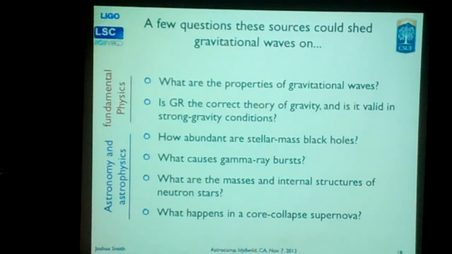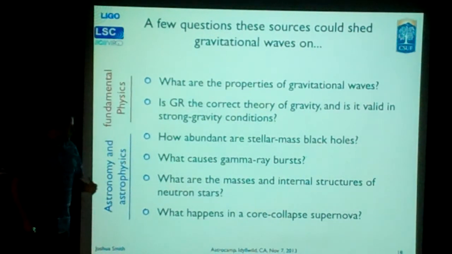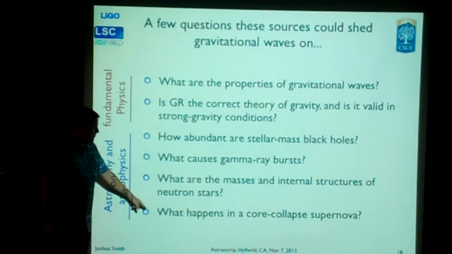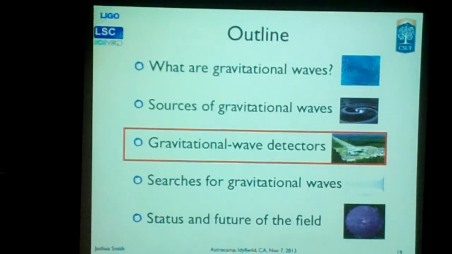For astronomy and astrophysics, how abundant are black holes? How many are there? Where are they? What causes gamma ray bursts, these very bright bursts in astronomy? What are the masses and structures of neutron stars? What happens in a core collapse supernova exactly? Like, what does the mass do? Is it asymmetric? How does it work? And these are things that gravitational waves could tell us information about.